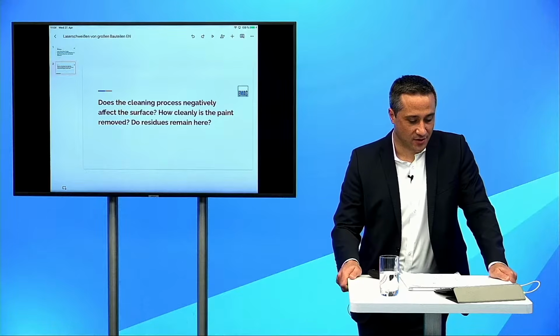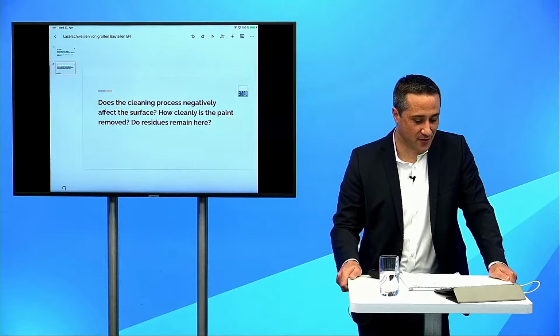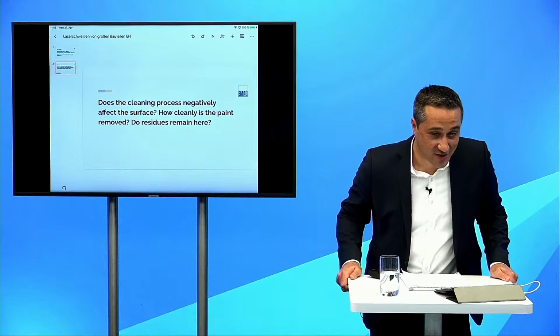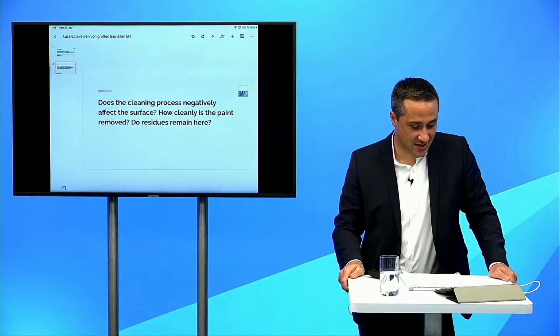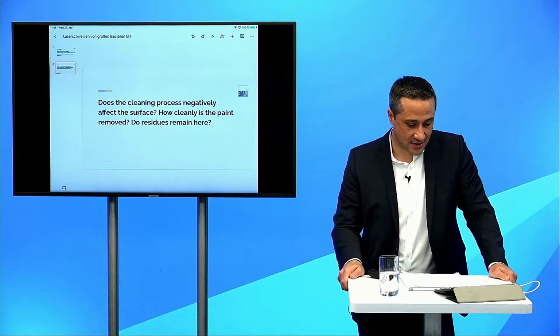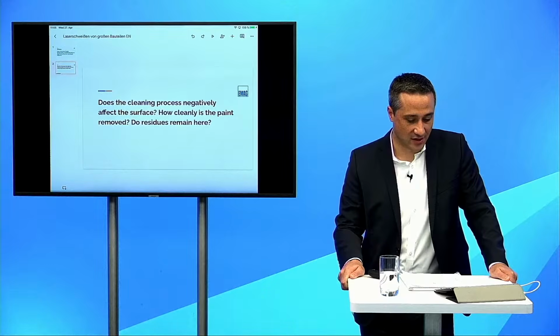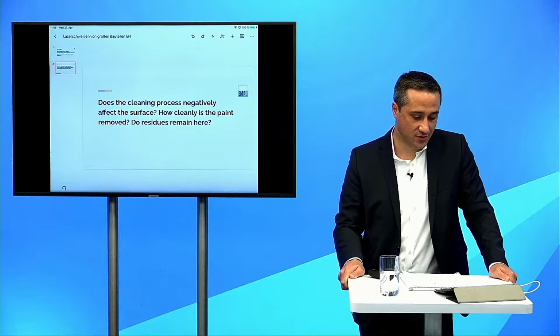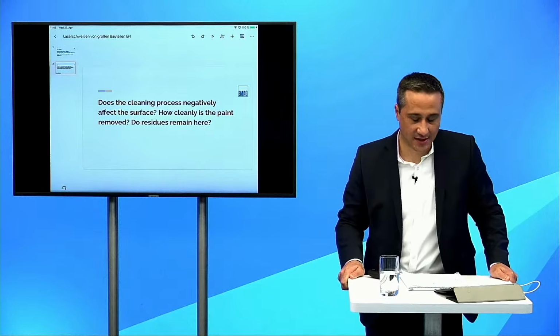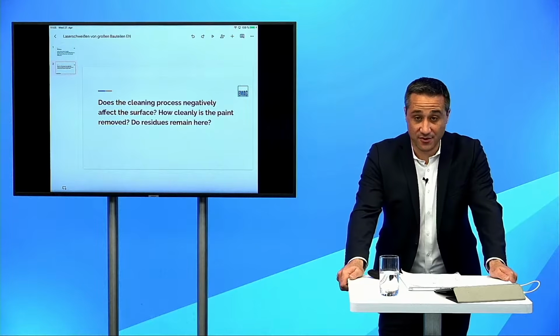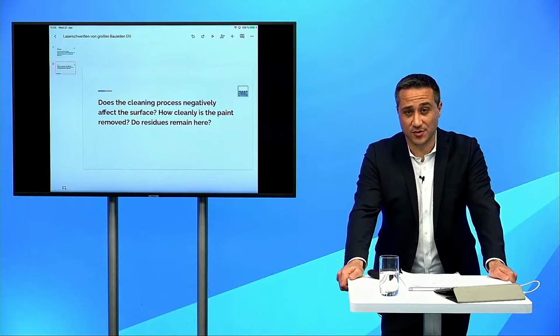And now our colleagues from the marketing team have forwarded me the next question in regards to the laser cleaning process. Does the cleaning process have a negative effect on the surface? How cleanly is the paint removed? Do residuals remain here? Three questions, three very important and good questions.